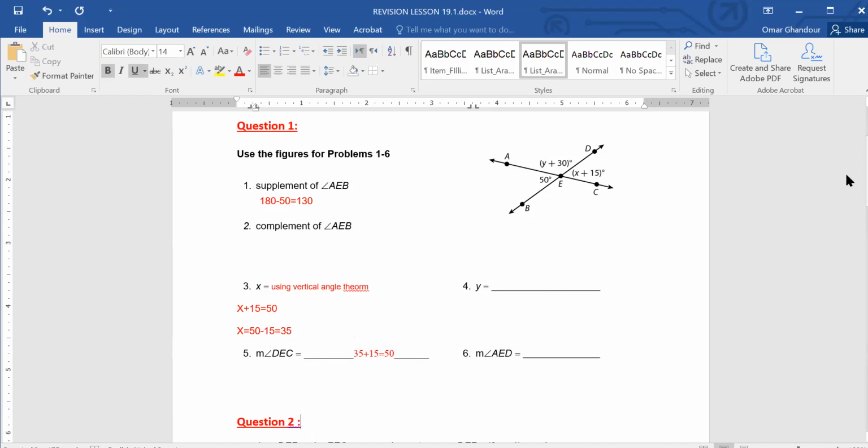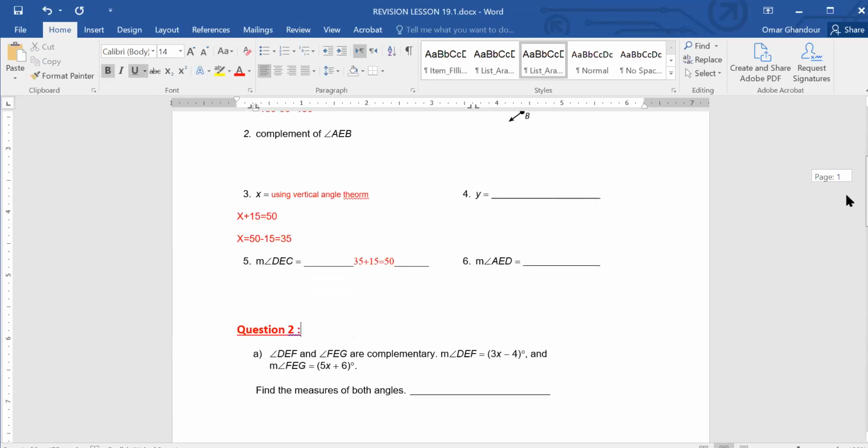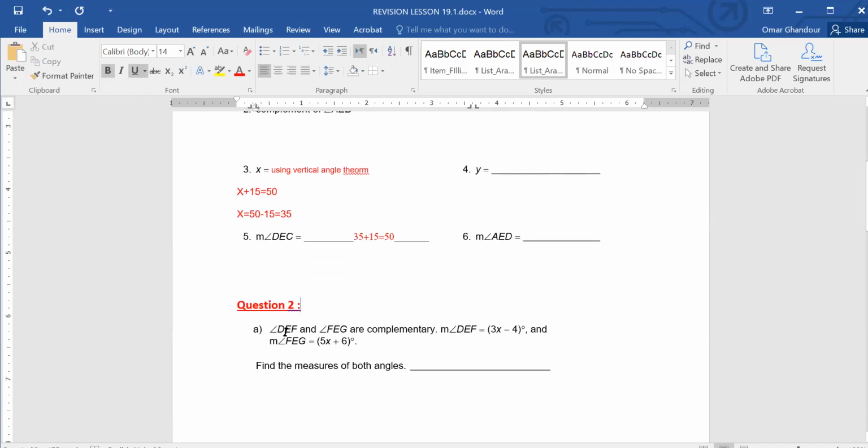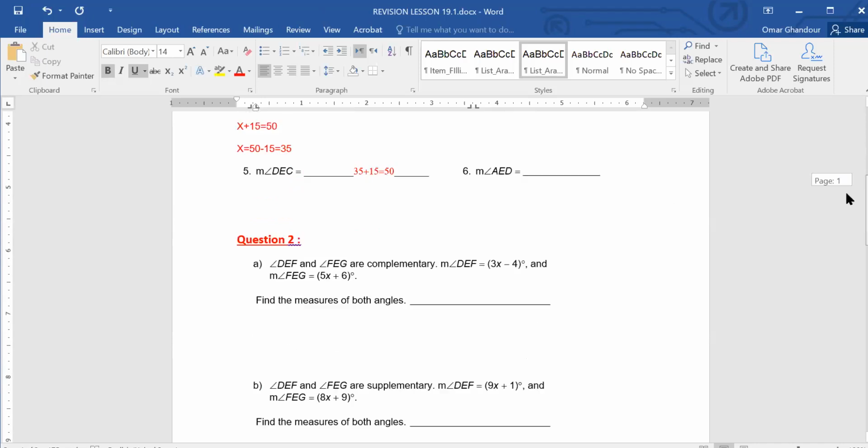Okay, very well. Question 2. Angle DEF and angle FEG are complementary. So I understand that these two angles, if I add them together, will be 90 degrees. And he told you that angle DEF is 3x minus 4 and angle FEG is 5x plus 6. The question is to find the measures of both angles. Very easy.